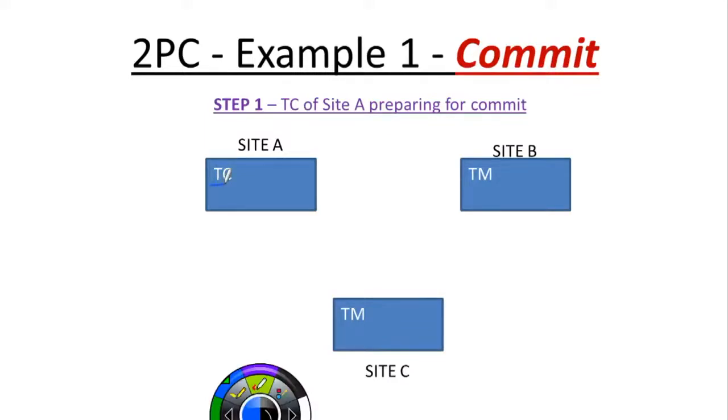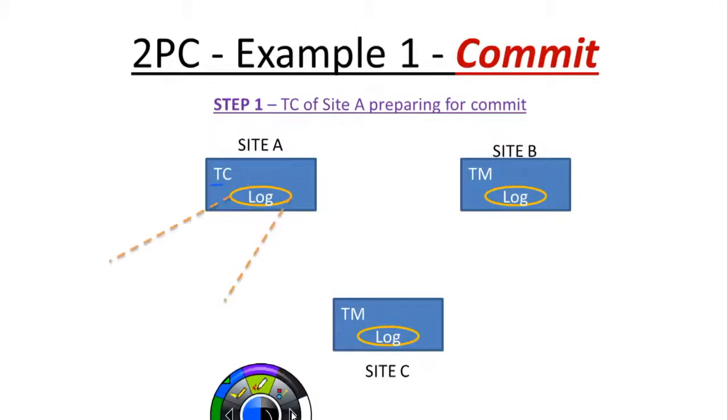Site A is the coordinator site. Site B and site C are the participating sites. Now in step 1, the transaction coordinator site is ready to prepare for commit. Now what happens? All the sites have log files internally.